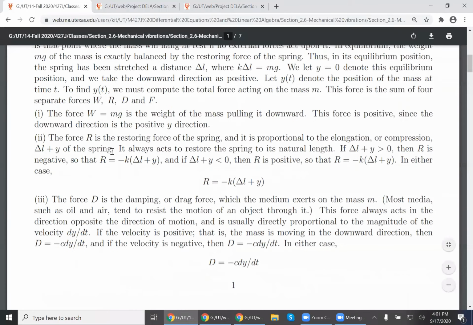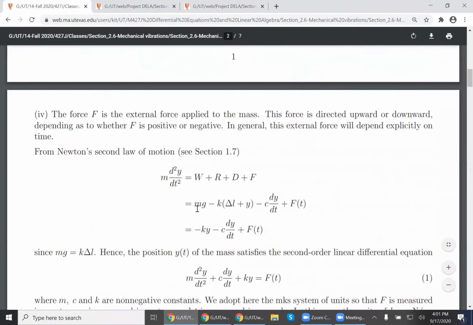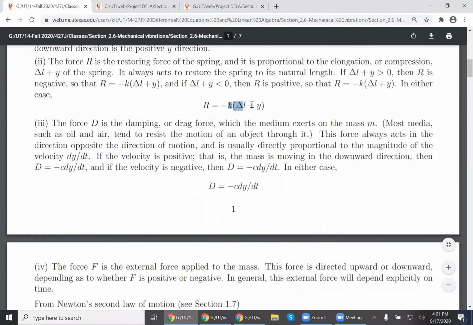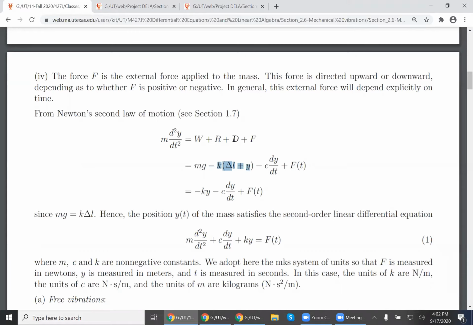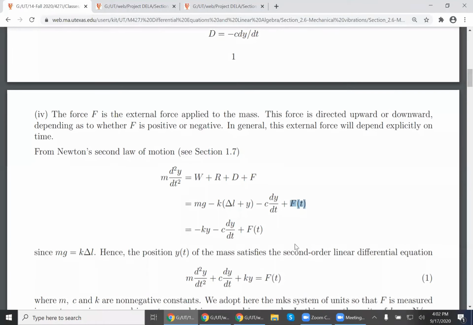W, according to what is written here, is equal to mg. We put here mg. R is this. We put here negative k times delta L plus y. We replace D by this, and we leave F without change. Here's what we do next. Let us simplify this formula a little bit.